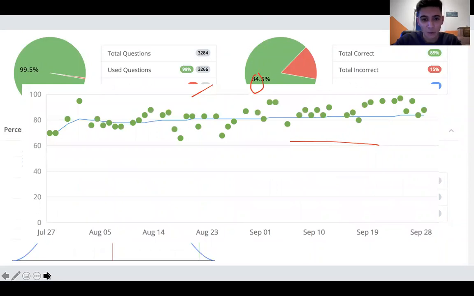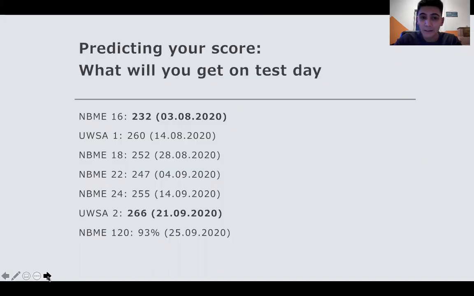And this is my overall trajectory over the 2 months. I started somewhere here, where I did some questions here. I started around 70 and ended up around 90 towards the end. And now, predicting your score. Again, NBMEs. I started with my first NBME the first day of my dedicated period, and I got a 230. This is a very good score for the beginning. You can probably add 30 points in 6 to 8 weeks to your NBME score, I think.